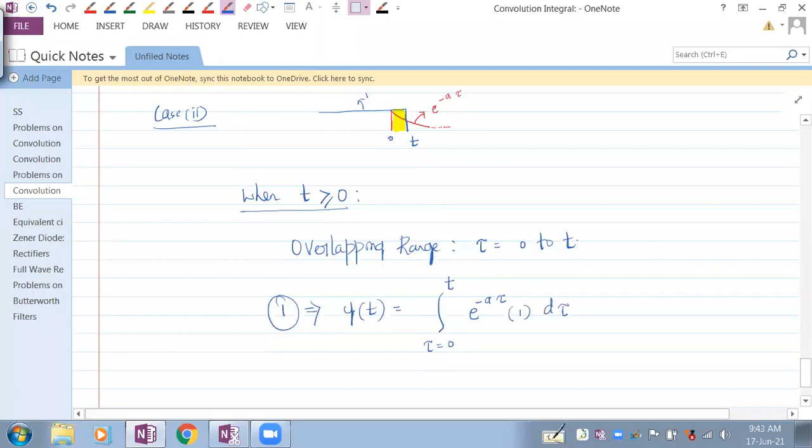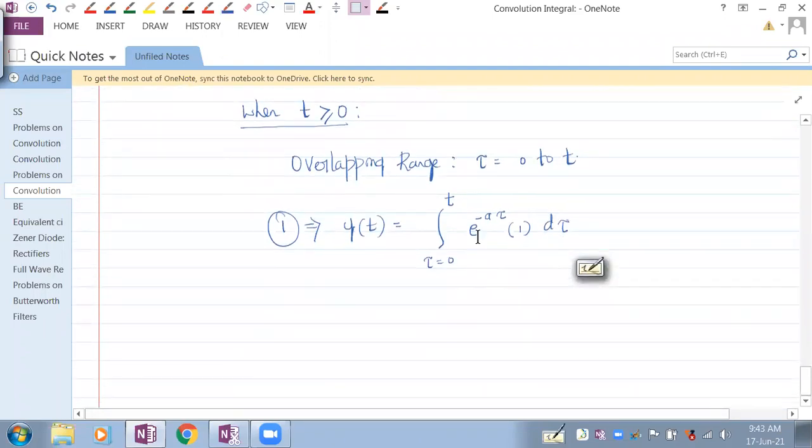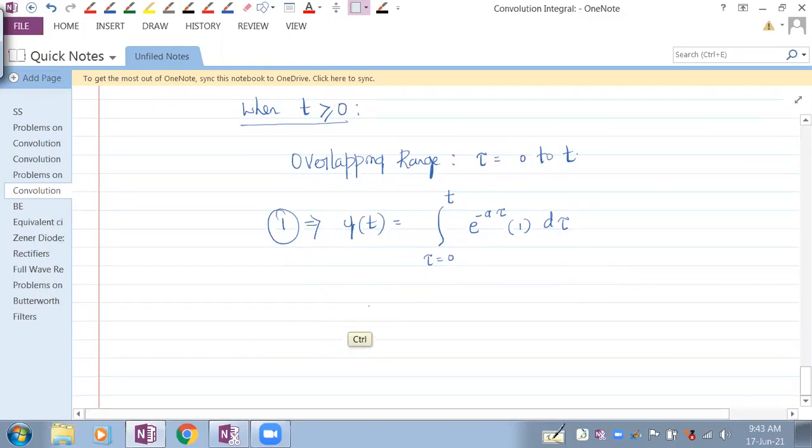In the convolution sum, we were obtaining the summation of this. Now we have to obtain the integration of this. So can you integrate this yourselves, everybody? What is the integration of e power minus a tau with respect to tau, mind you? So a becomes a constant there. Therefore, y of t would be e power minus a tau divided by minus a, because a is a constant and we are integrating with respect to tau.